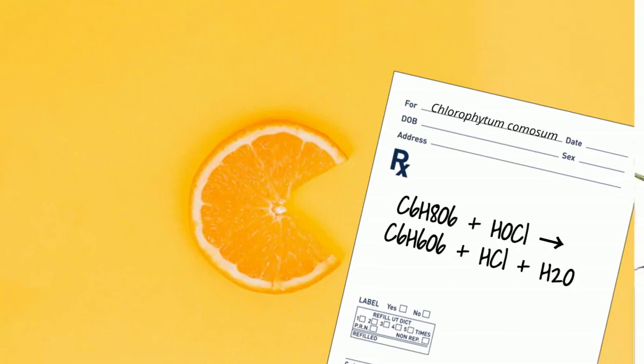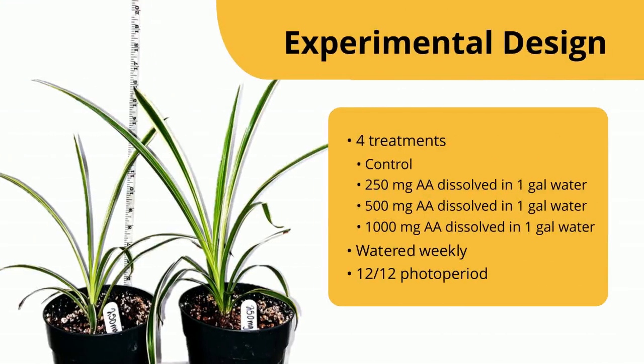Well, let's find out. The treatments consisted of 250, 500, and 1,000 milligrams of ascorbic acid dissolved in 1 gallon of tap water, as well as a control which received no ascorbic acid. The plants were watered every Wednesday for 7 weeks with 2 cups of water from their respective treatments. The spider plants were grown from plugs in 6-inch pots that contained substrate as well as a 20-10-20 fertilizer. All the treatments were grown under grow lights, following a 12-on, 12-off photo period. Now let's check out the results.